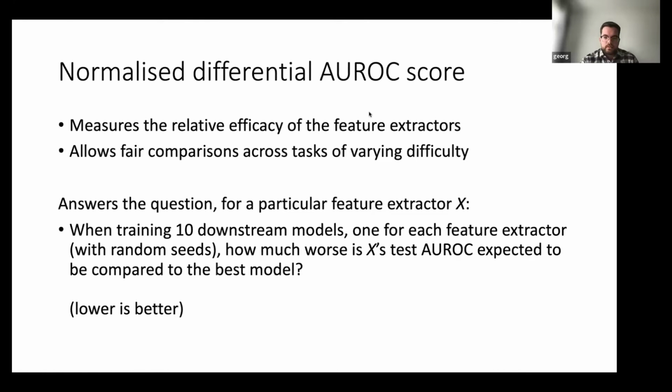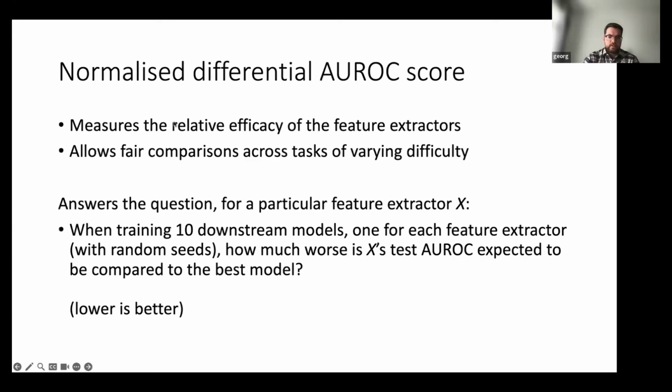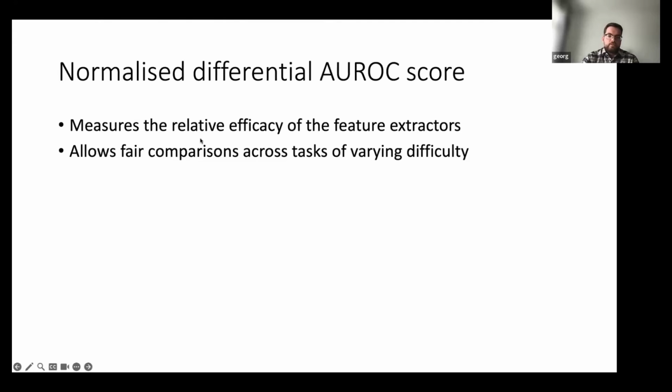So here are the raw results when you average across the 5 random seeds. And you can see, for example, MSI prediction is quite easy. You get AUROCs of 0.9 compared to, for example, predicting this mutation in breast cancer, where you only get around 0.6 AUROC. So in order to be able to average across the tasks, we defined the score, which measures the relative efficacy of the feature extractors.